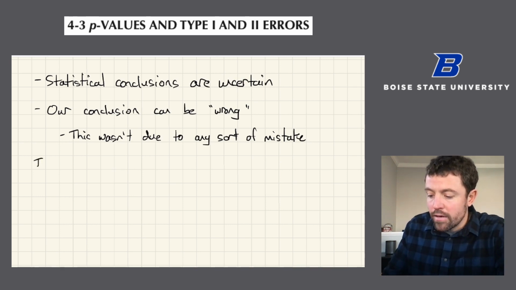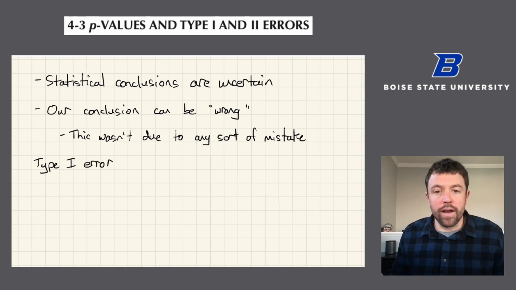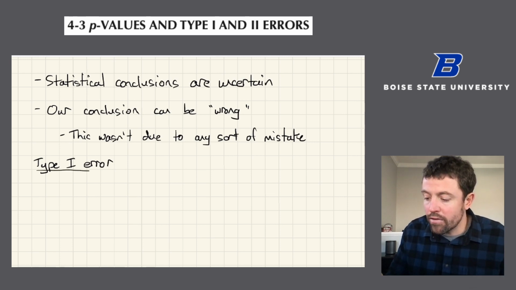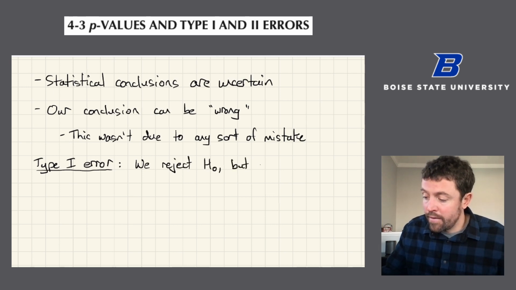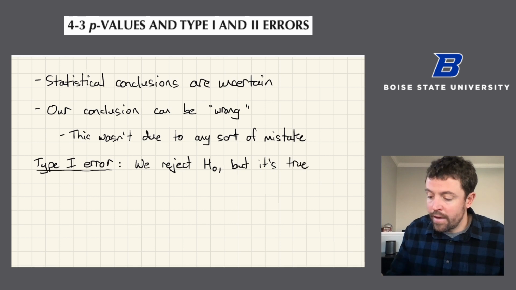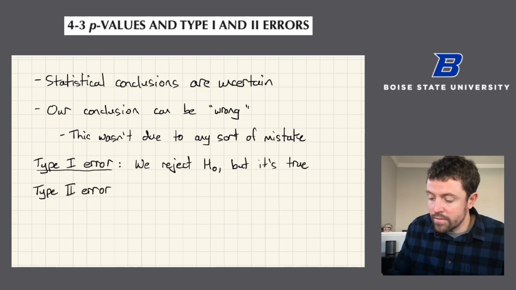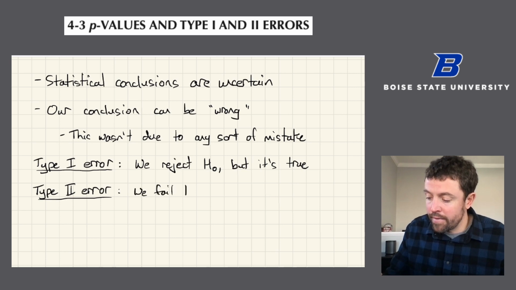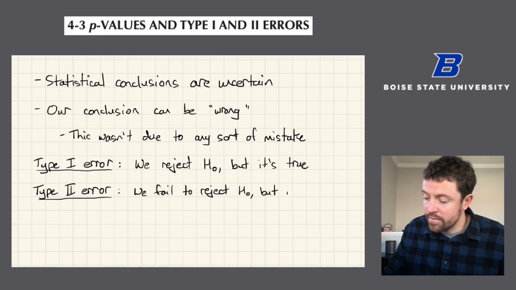A type 1 error occurs. And notice, I'll try to never say that someone made a type 1 error, because no one's making an error. It's a thing that happens. It's not a mistake someone's making. A type 1 error occurs when we reject the null hypothesis, but in fact, it's true. And a type 2 error occurs when we fail to reject the null hypothesis, but it's false.